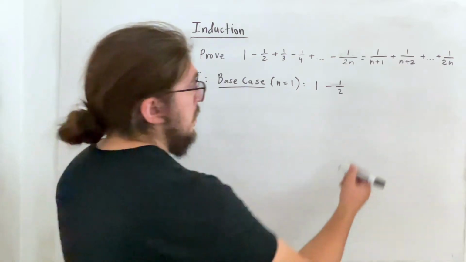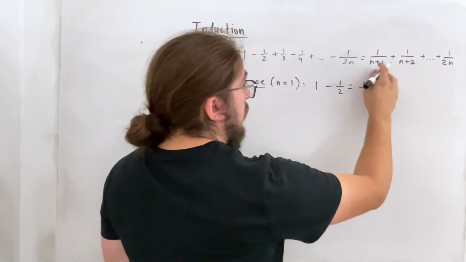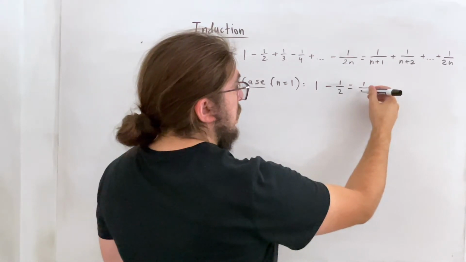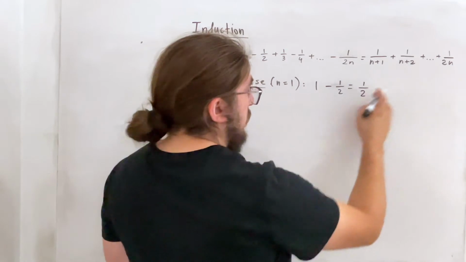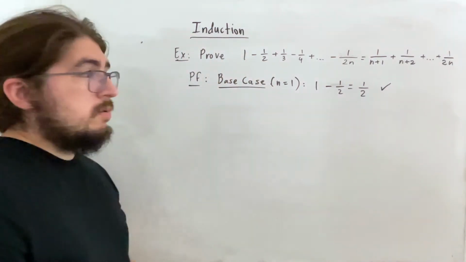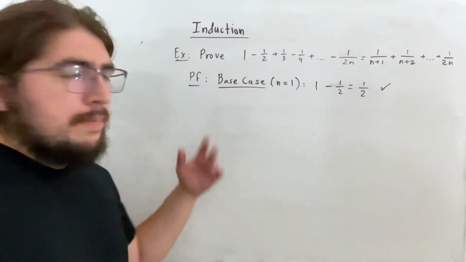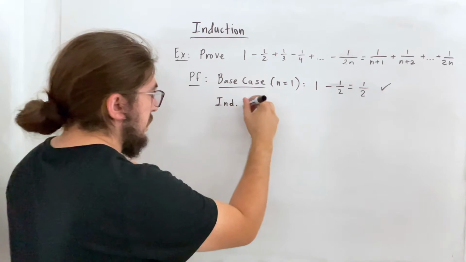So is this equal to 1 over 1 plus 1, which is 2, all the way up to 2 times 1, which is still this one too? Well, of course this is true. 1 minus 1/2 is, of course, equal to 1/2. So that's a pretty obvious statement. In base cases, again, are usually obvious. So now comes the inductive step, the really tough one.